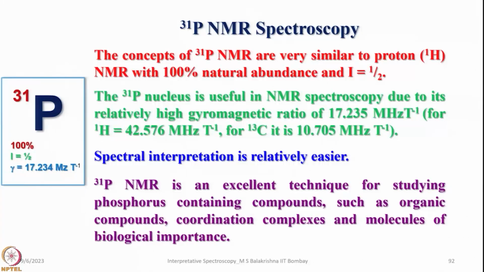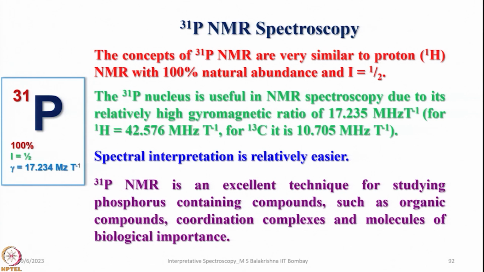Phosphorus 31P NMR is very similar to 1H NMR. The concept of 31P NMR is very similar to proton NMR. Here also we have a natural abundance of 31P of 100%, and nuclear spin I equals half. The 31P nucleus is useful in NMR spectroscopy due to its relatively high gyromagnetic ratio of 17.235 megahertz per Tesla.